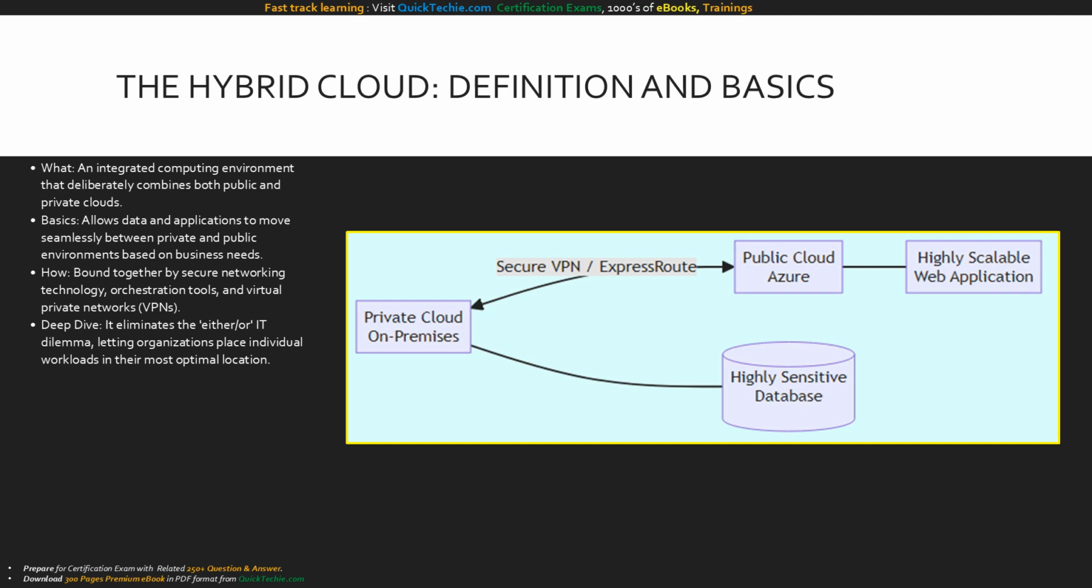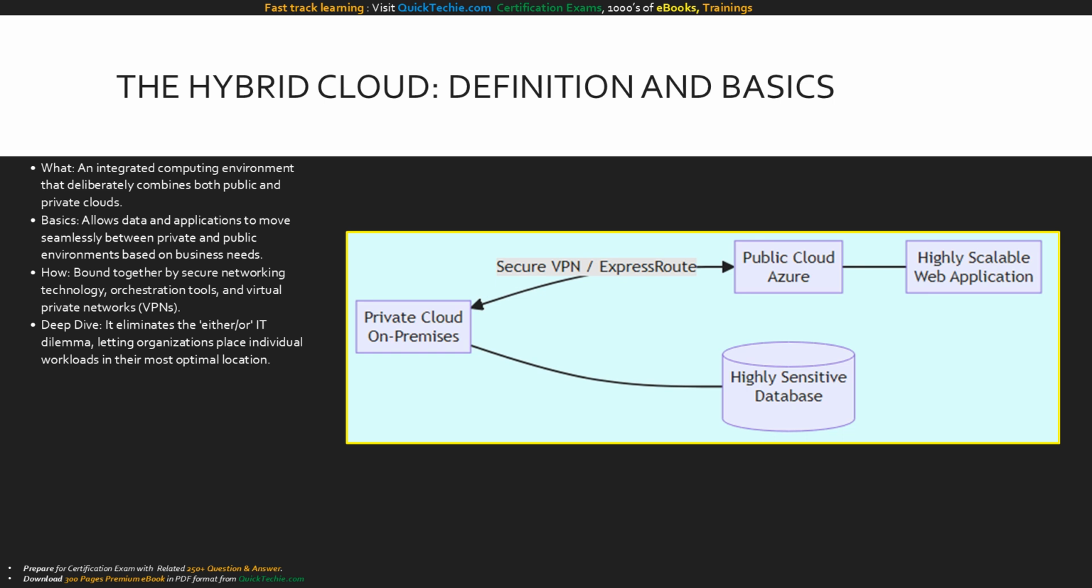Now, what if you want the massive, elastic scale of the public cloud, but the strict security and control of the private cloud? Enter the hybrid cloud. A hybrid cloud is an integrated computing environment that strategically combines both public and private clouds. It acts as a seamless bridge, allowing your data and applications to move fluidly between your private on-premises infrastructure and a public cloud provider. How does it achieve this?